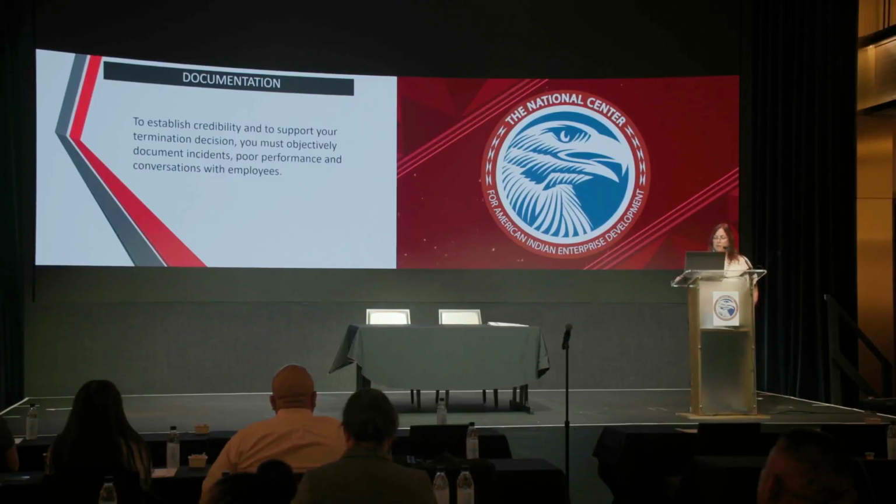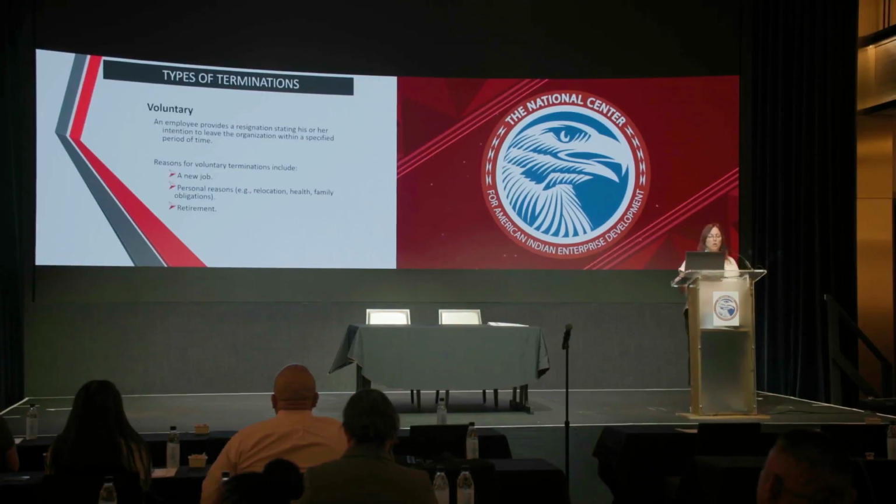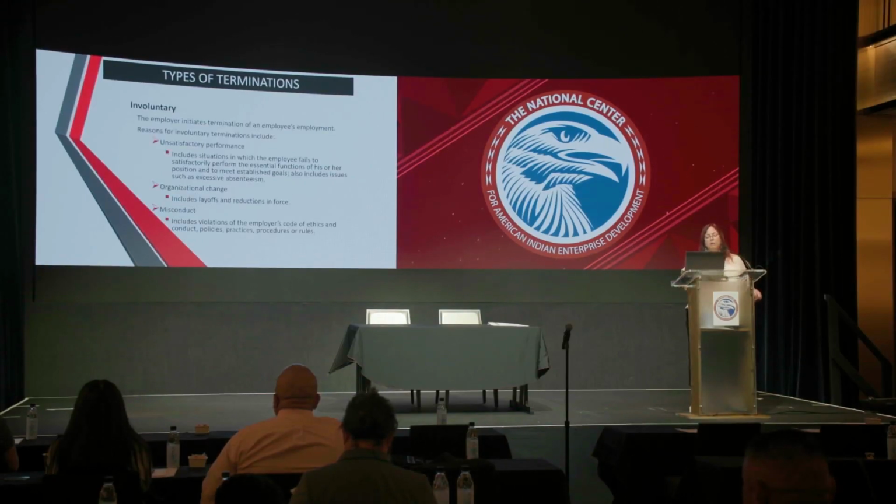I already talked about documentation, so I'm going to skip that really quick. So types of termination: voluntary, where the employee provides a resignation that they're leaving, or they may provide a notification that they're going to resign or retire, they're leaving for a new job, maybe they're moving out of state. Resignation is voluntary, and then there's involuntary. A couple different categories under involuntary is unsatisfactory performance. This is when you've gone through the whole process and they still haven't met your expectations.